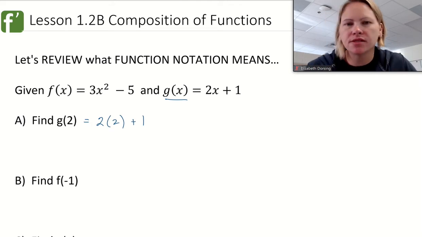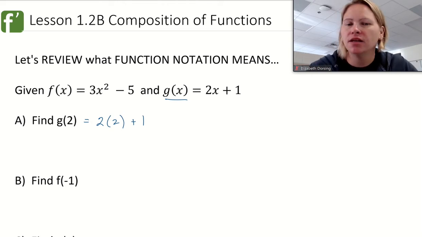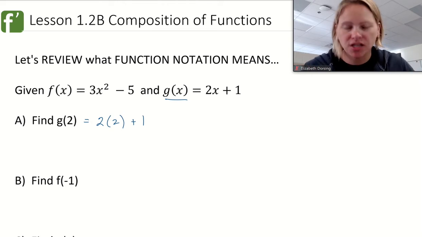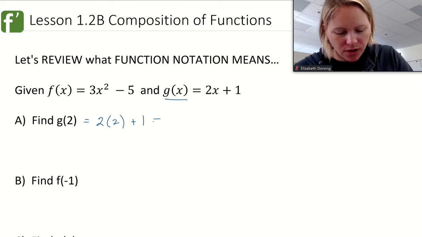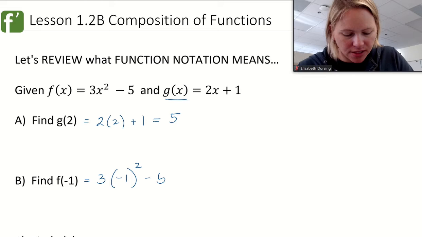And really what this is saying is, what happens to the function when you put 2 in for the variable? That's what this function notation is really referring to. So when I evaluate that, I just get 5. So f of negative 1 would mean take negative 1 and put it in for x in the equation.